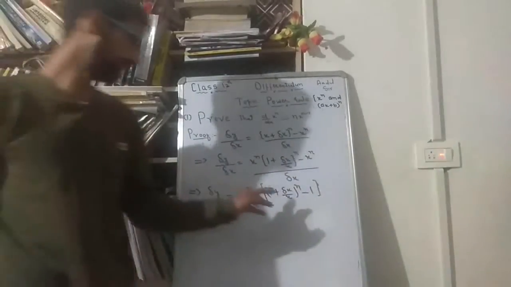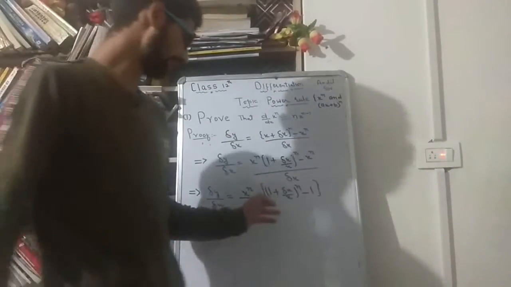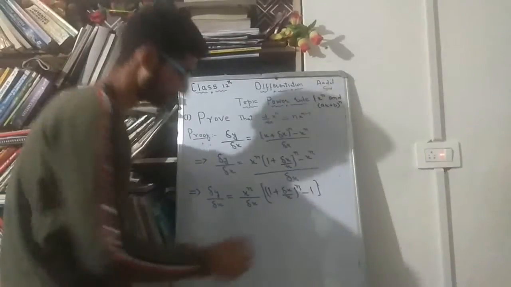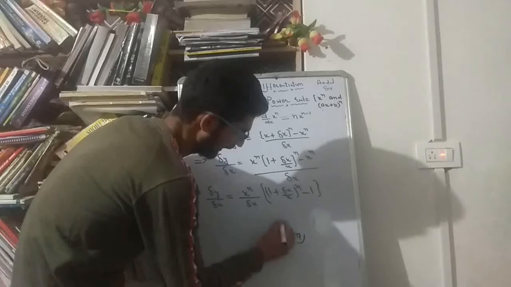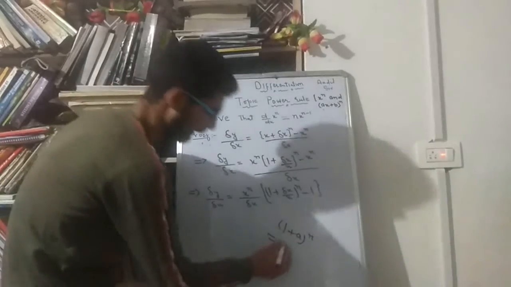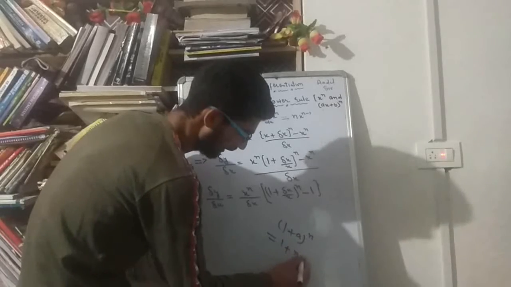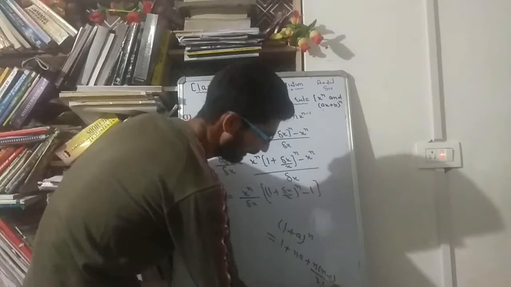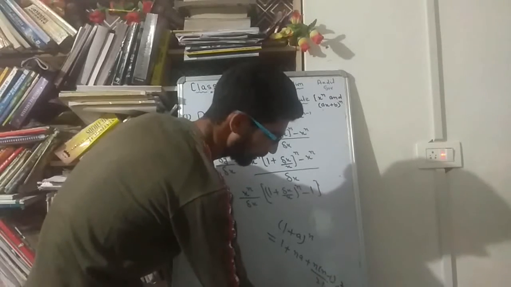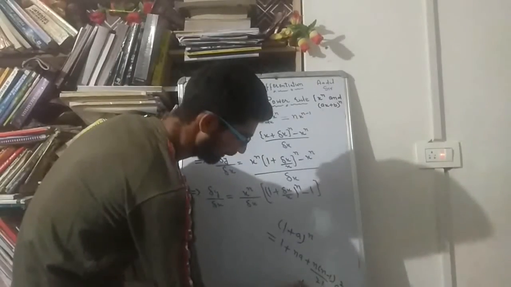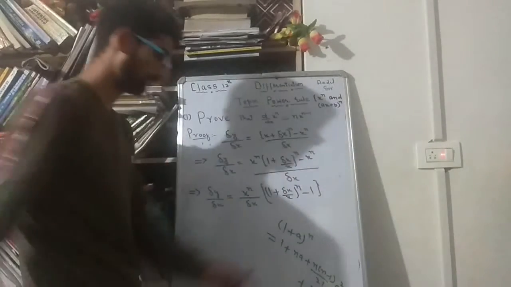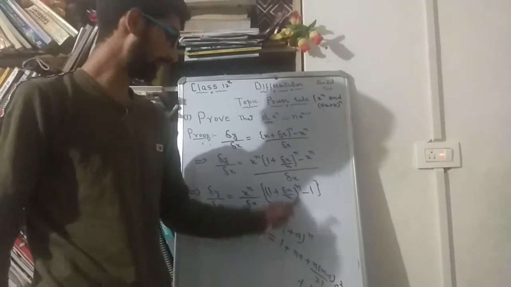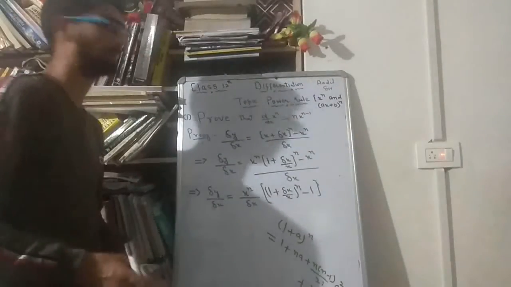Now we have this as 1 plus a, whole raised to the power n, and we know that by binomial theorem, this 1 plus a raised to the power n is equal to 1 plus n a plus n into n minus 1 divided by 2 factorial a raised to the power 2, plus so on, up to a raised to the power n. We will now use this formula for 1 plus a raised to the power n.